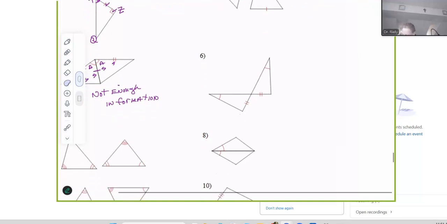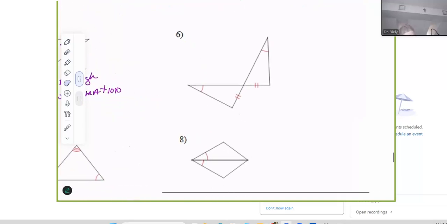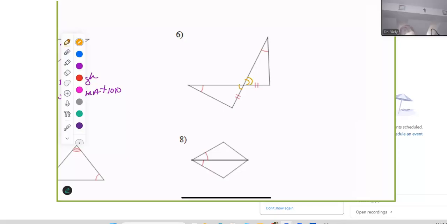Okay, let's come over to number 6. And don't forget, you've got to mark these vertical angles. Doubles, because singles already been used. So that's going to give me angle, angle, side. So this angle, this angle, this angle, this angle, and this side. So that works. So that's angle, angle, side.